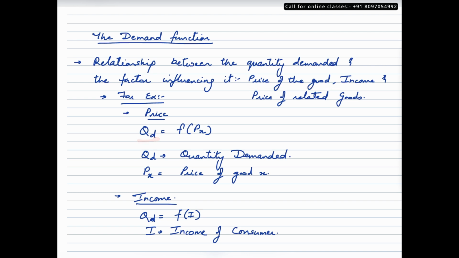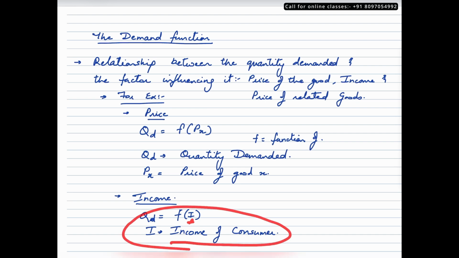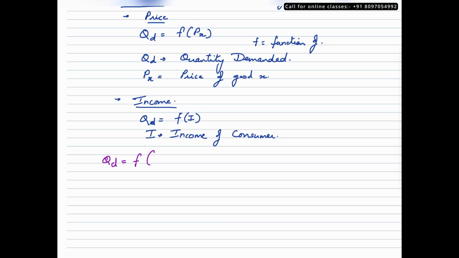We write it as QD = F(PX). What does this mean? QD stands for quantity demanded, F stands for function that I did not write. So let me write it over here. F is function of, and PX is basically the price of commodity X. So quantity demanded is a function of price of commodity X. That's how we read it. Likewise, another factor is income. So QD, which is quantity demanded, is a function of the income of the consumer. This is how we would talk about demand as a function of various factors. If we are supposed to write it in that format, this is how we would write it. QD is a function of price of X, advertisement expenditure, income of the consumer, price of related goods, and tastes and preferences. This is how you would express the demand function.